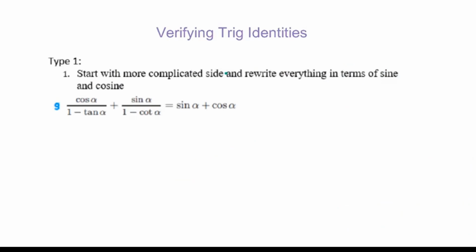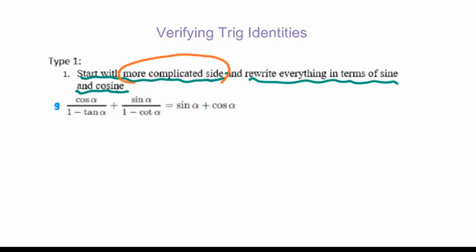Now let's look at some examples. First of all, always start with the more complicated side and rewrite everything in terms of sin and cosine x. That's tip 1 for verifying trig identities. The more complicated side, definitely when you have a fraction, is the more complicated side. Therefore, for verifying this trig identity, I will get started from the left-hand side. Change everything into sin and cosine.